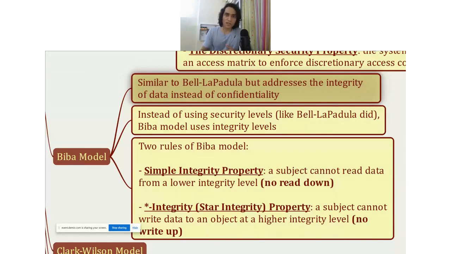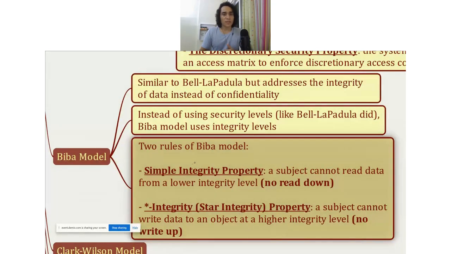Okay. So instead of using security levels like you saw in Bell-LaPadula, Biba model uses integrity levels. Now there are two rules of Biba model. First one is simple integrity. So in Bell-LaPadula, we had simple security. Here we have simple integrity. And it says that a subject cannot read data from a lower integrity level.